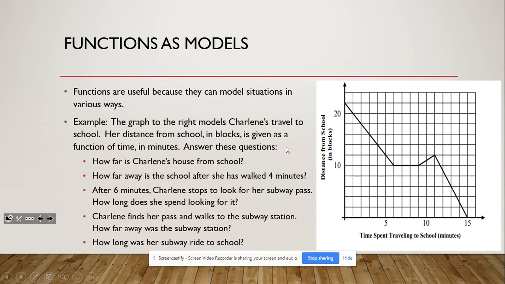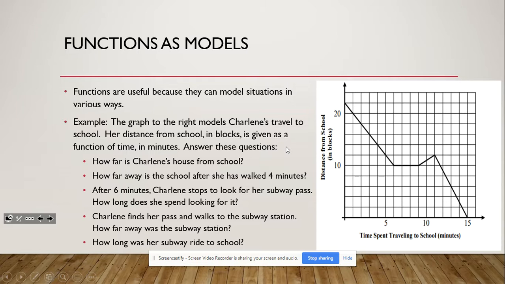Here's the situation. The graph to the right models Charlene's travel to school. Her distance from school in blocks is given as a function of time in minutes. Here are the questions about the graph. How far is Charlene's house from school? How far away is the school after she has walked 4 minutes? After 6 minutes, Charlene stops to look for her subway pass. How long did she spend looking for it?